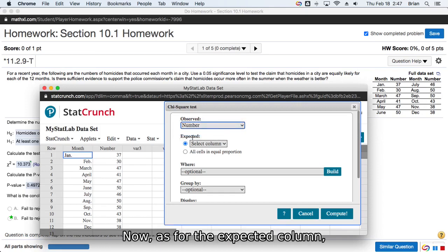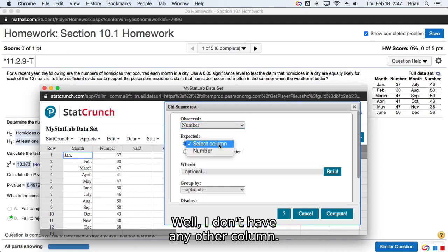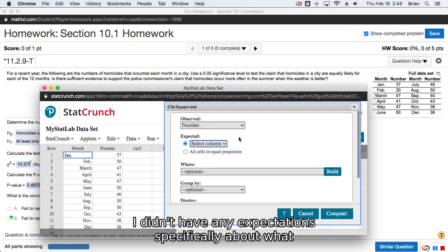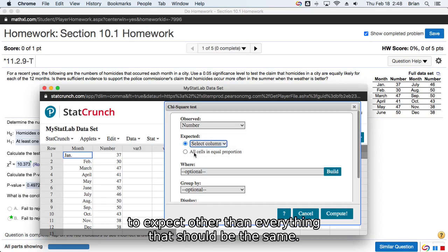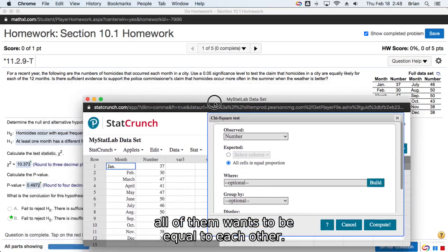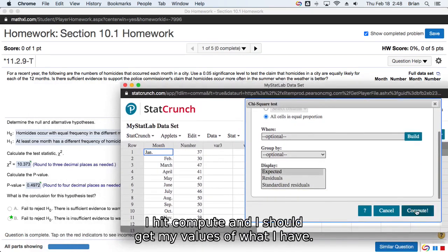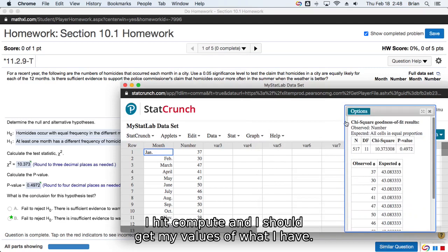Now, as for the expected column, we're asking, what is it that we expected to happen? Well, I don't have any other column. I didn't have any expectations specifically about what to expect other than everything should be the same. So we're going to click all cells in equal proportion. That's basically saying we expected all of the months to be equal to each other. So I just come down here, I hit compute, and I should get my values.